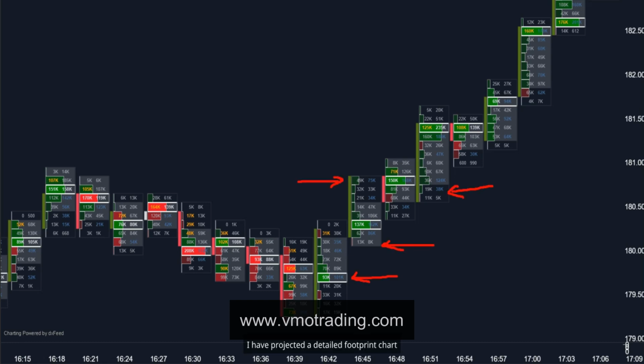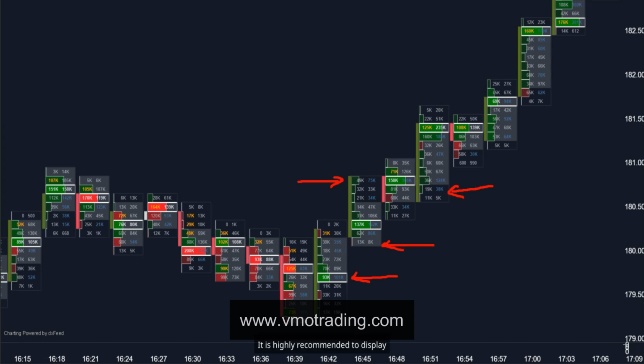I have projected a detailed footprint chart right here, which also displays essential metrics like the point of control, the value area, and the imbalances of each individual candle across the entire chart. The footprint chart is overlaid with the detailed volume profile, which is clearly shown in 3 distinct color gradations on both the bid and ask sides.